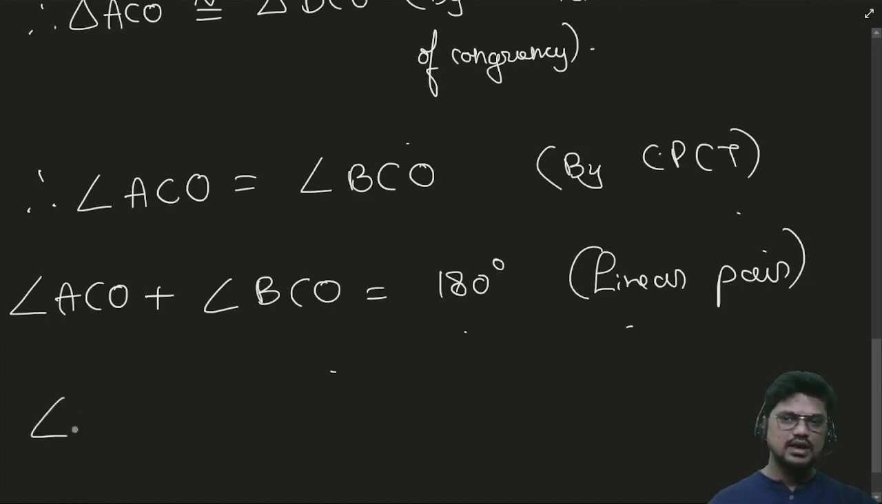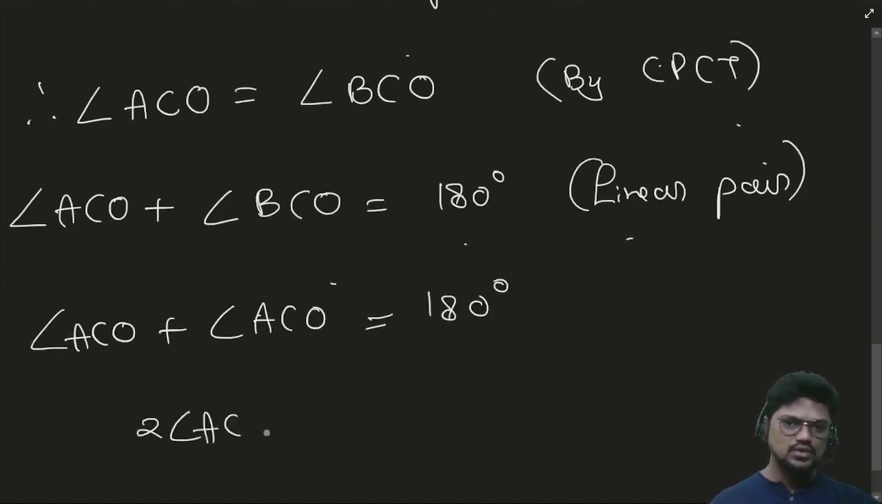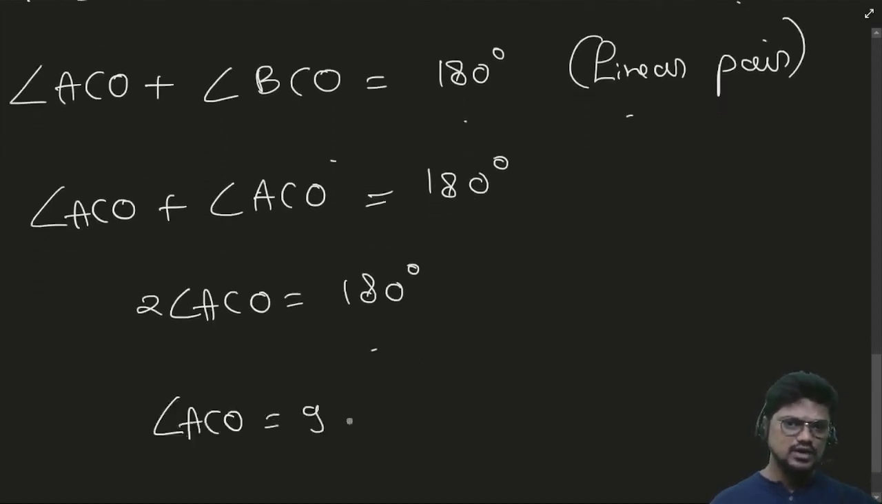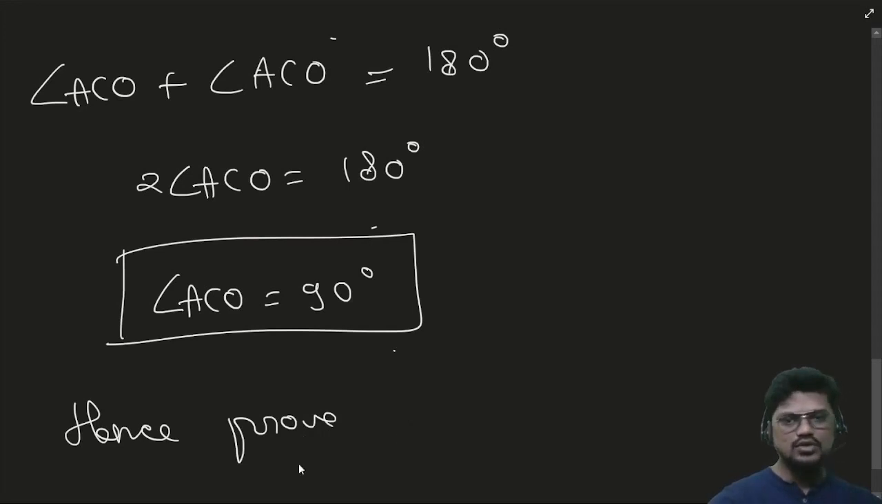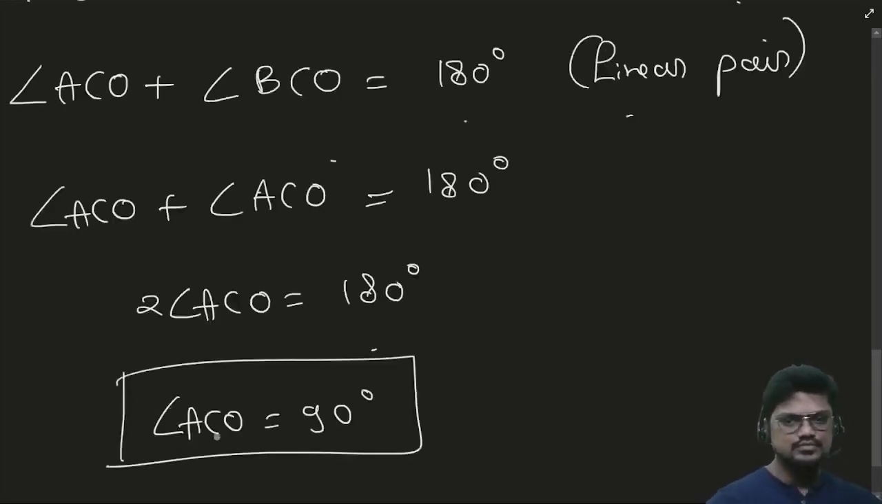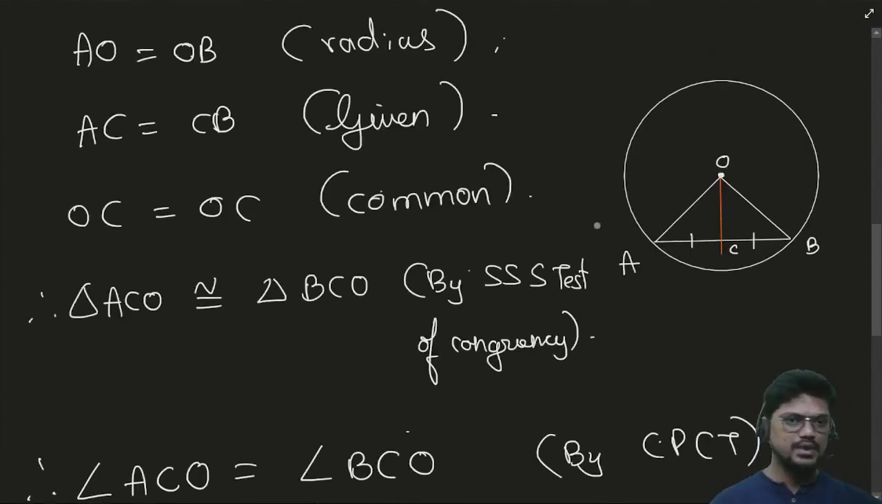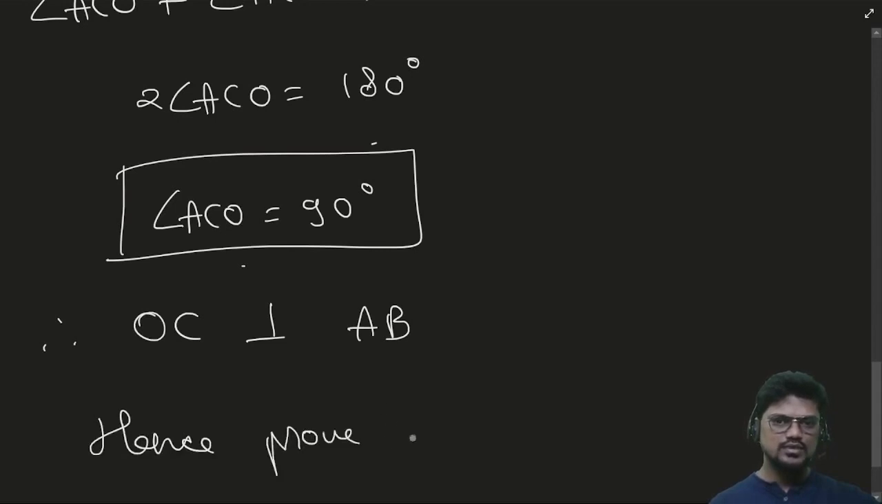But they both are equal. So what I can say, angle ACO plus angle ACO is equal to 180 degrees. So twice angle ACO will be equal to 180 degrees. And finally, I can say that angle ACO is equal to 90 degrees. And that's your proof. So you can say hence proved. Therefore, OC is perpendicular to AB. And over here, you can say hence proved. Is that clear?